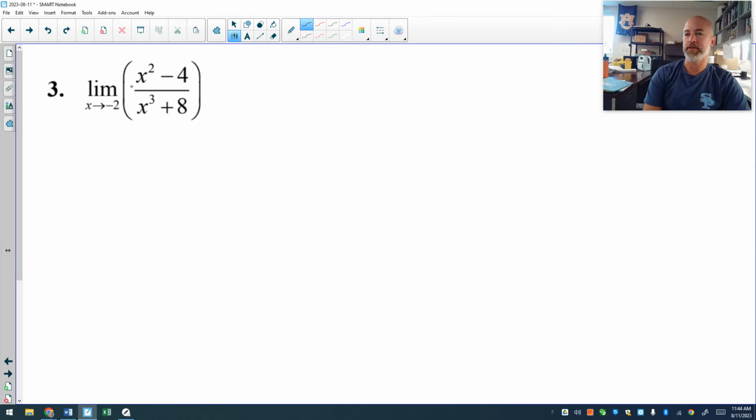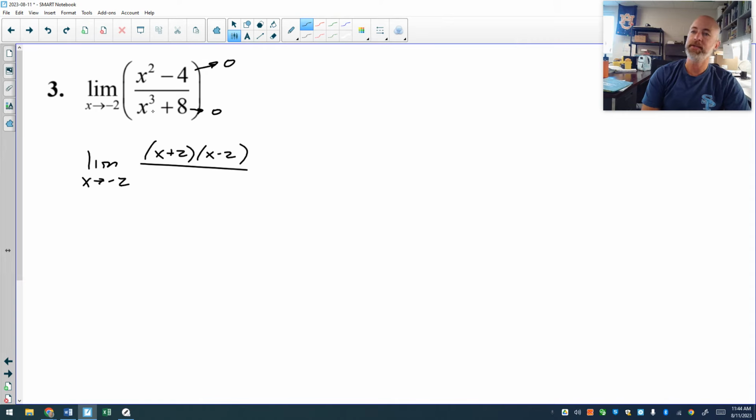X approaches -2 of this one, and if I substitute again, I have -2 squared is 4 minus 4. So that numerator is approaching 0. Negative 2 cubed is negative 8 plus 8. The denominator is also approaching 0. And so we would try to factor this one. So I'm going to do limit as x approaches negative 2. The numerator is a difference of squares. So that's x plus 2, x minus 2.